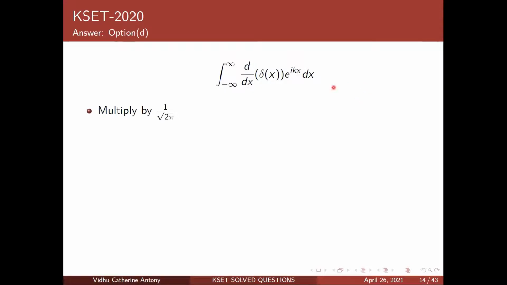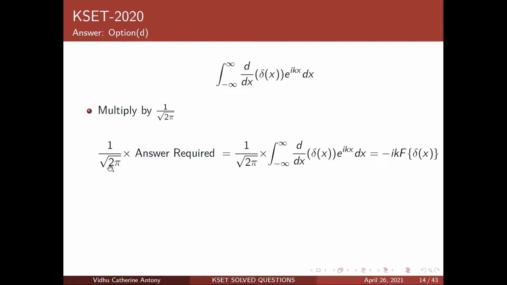First thing that you do is multiply by 1 divided by root of 2 pi, into the answer that is required. So this is the answer that you want. You equate this to the answer, and then you multiply both sides by 1 divided by root of 2 pi.